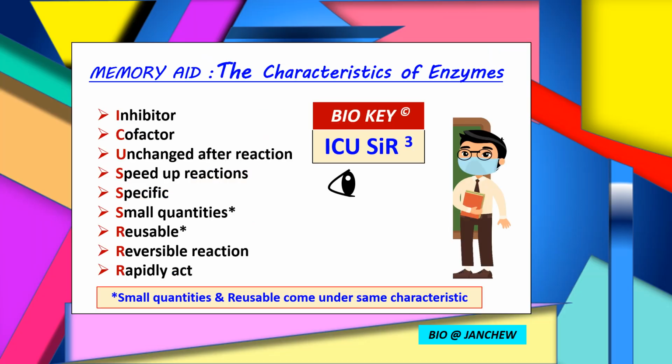So here's a useful memory aid to remember the 8 characteristics of enzymes. The summary of all the characteristics of the enzymes is as follows. It is affected by inhibitors, it has cofactors, an enzyme remains unchanged after a reaction, it can speed up the rate of chemical reactions, it is specific in action, needed in small quantities, is reusable after the reaction, the reactions involving enzymes are usually reversible, and enzymes act rapidly. These are the summary of the 8 characteristics of an enzyme.